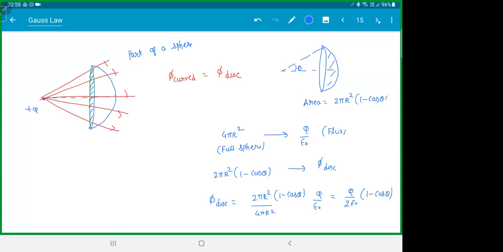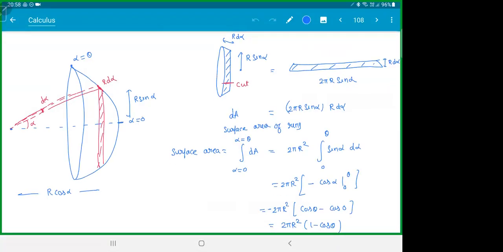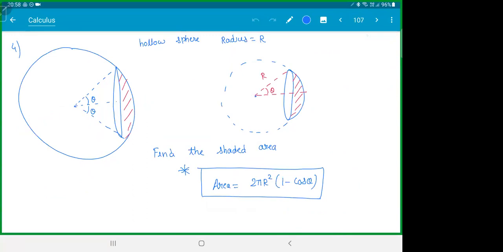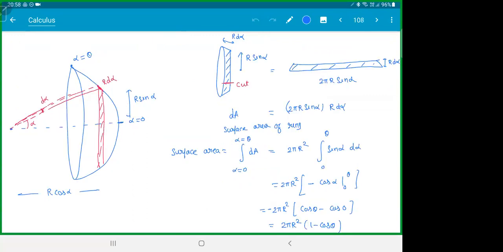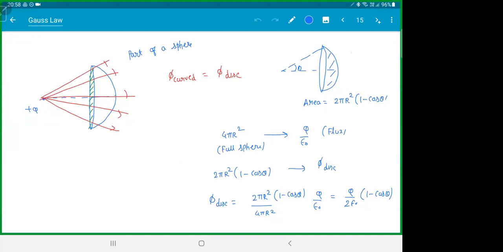Check. The idea was this. How did we do the derivation for this? You can check it out in calculus. I showed you how to find the area for this thing. Calculus 4th problem, page 108. You can refer to the calculus notes for how we integrated this. Have a look at this. It's a good one.